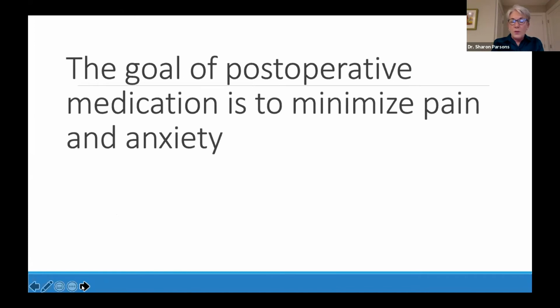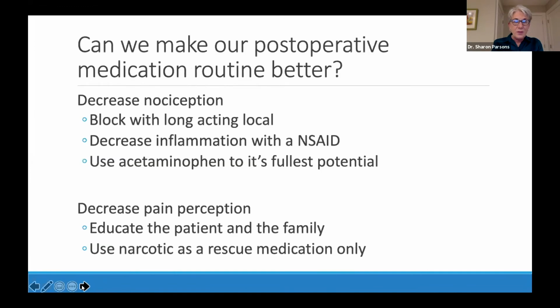So why do we prescribe? Well, the goal of post-op pain medication is to minimize pain and anxiety. Can we make this better? What's the goal? We want to decrease nociception. You can block it with a long-acting local. You can decrease the inflammation with an NSAID and use acetaminophen to its fullest potential.